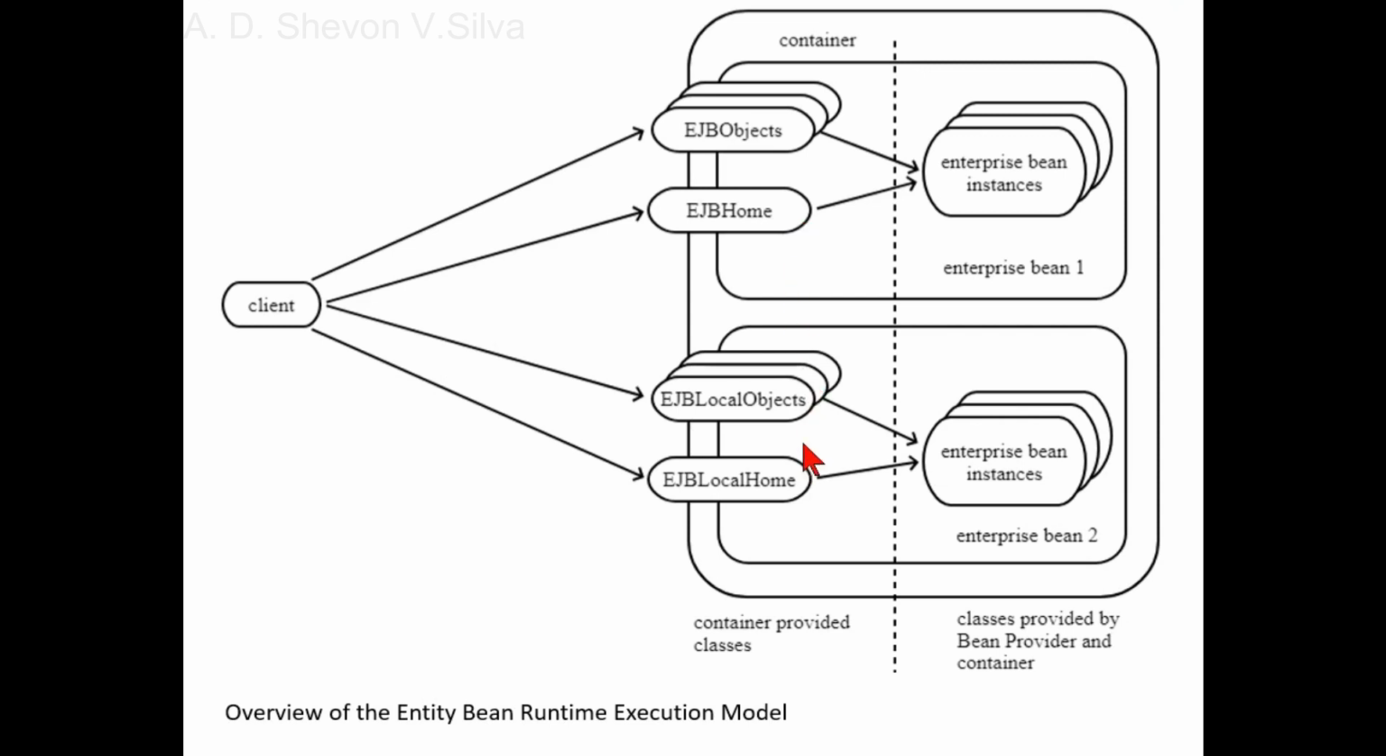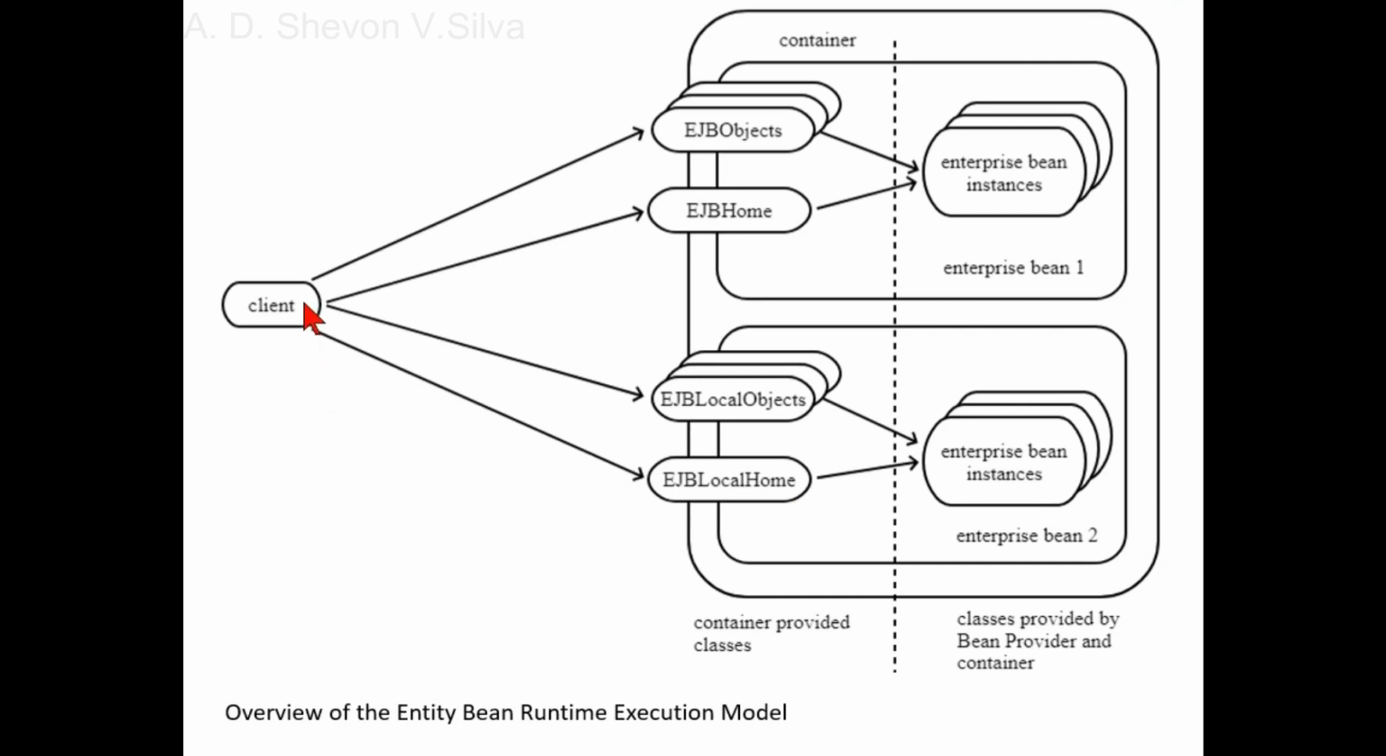Interface EJB local object. The EJB local object interface must be extended by all the enterprise beans' local interfaces. An enterprise bean's local interface provides the local client view of an enterprise bean object. An enterprise bean's local interface defines the business methods callable by local clients. The interface EJB local home. The EJB local home interface must be extended by all enterprise beans' local home interfaces, and an enterprise bean's local home interface defines the methods that allow local clients to create, find, and remove enterprise bean objects.